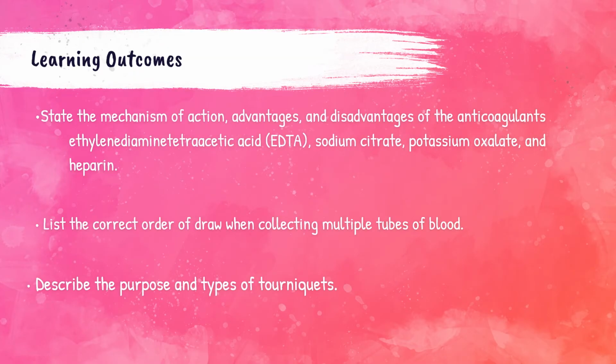Additionally, after watching this lecture recording, you will be able to state the mechanism of action, advantages, and disadvantages of the anticoagulants EDTA, sodium citrate, potassium oxalate, and heparin. Additionally, you will be able to list the correct order of draw when collecting these tubes of blood. You will also be able to describe the type and the purpose of tourniquets.